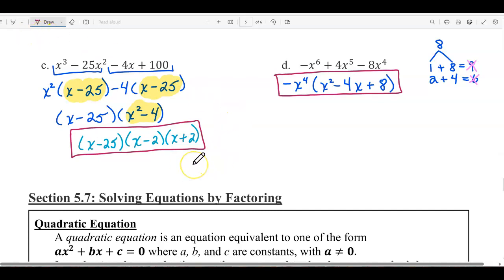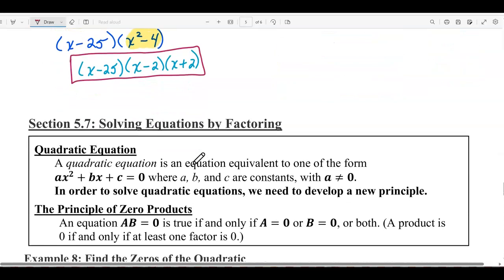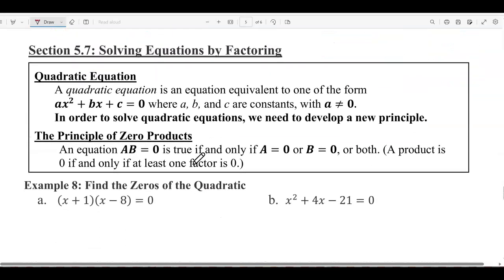The last section, section 5.7, we're finally going to bring the equal sign back. We're going to use everything we learned about factoring, and we're going to set it equal to 0 and understand that we can now find solutions and what they mean graphically.